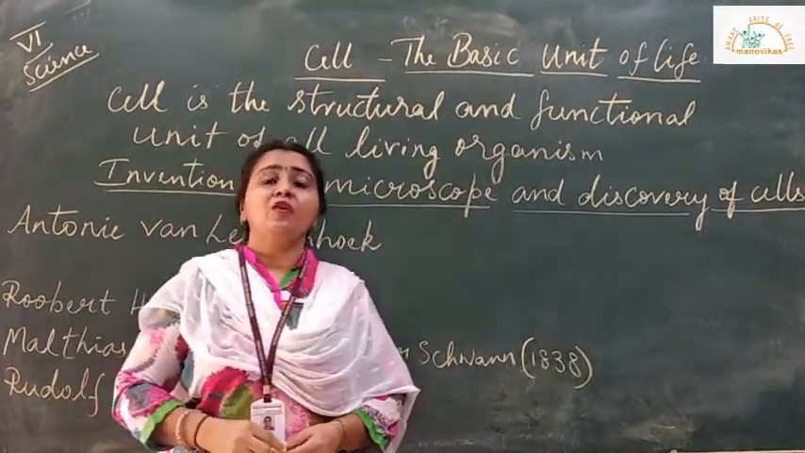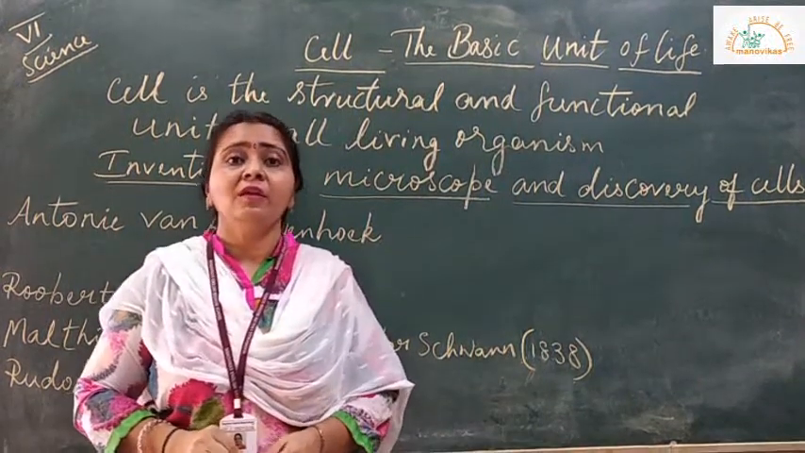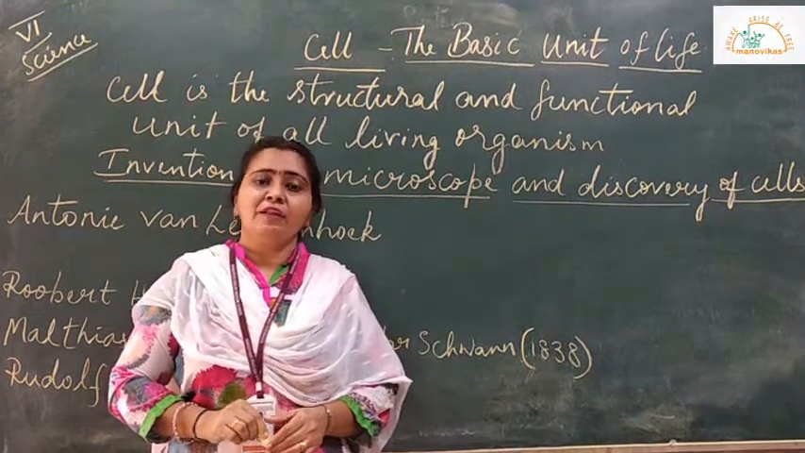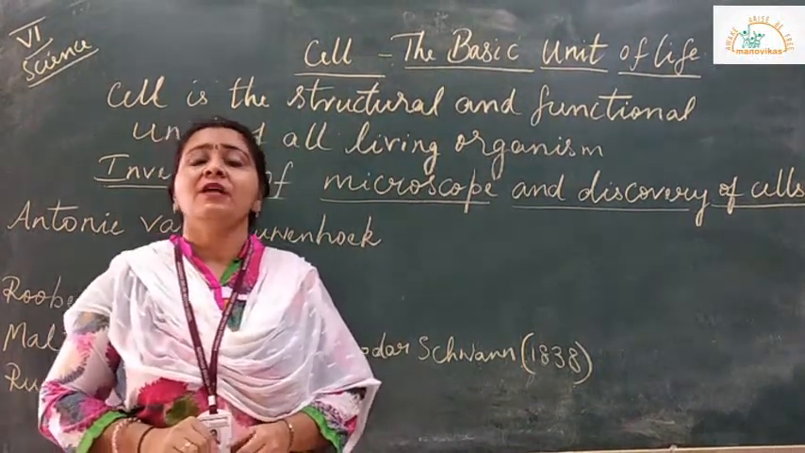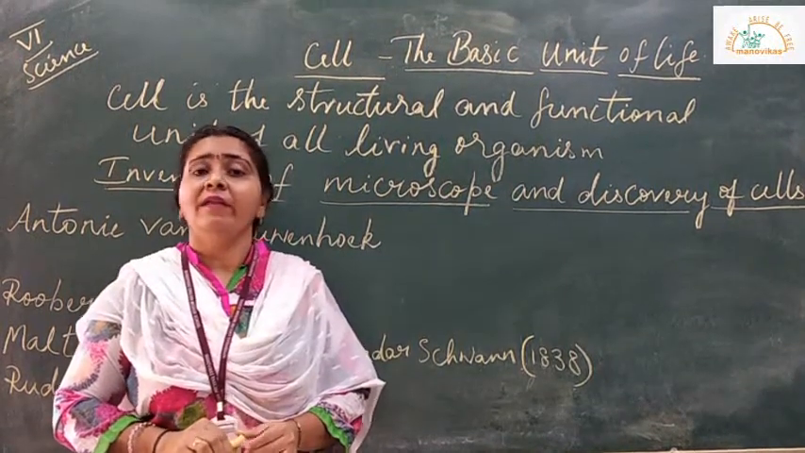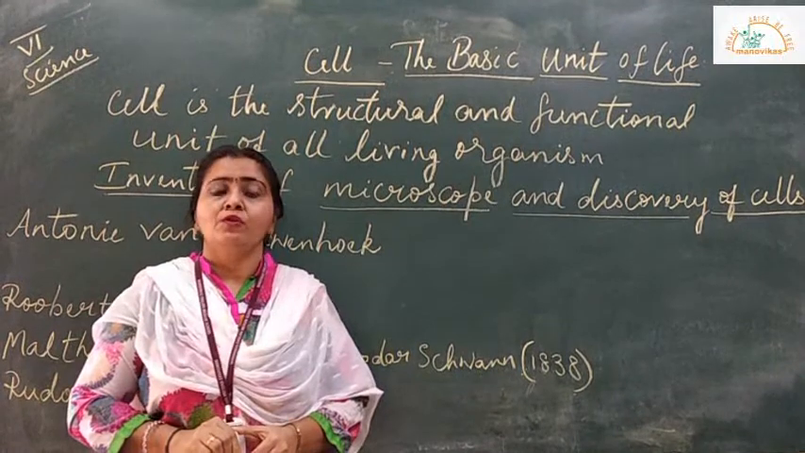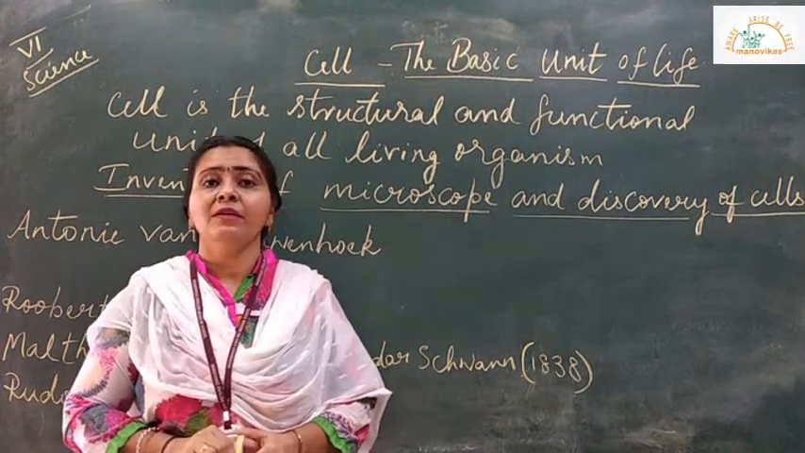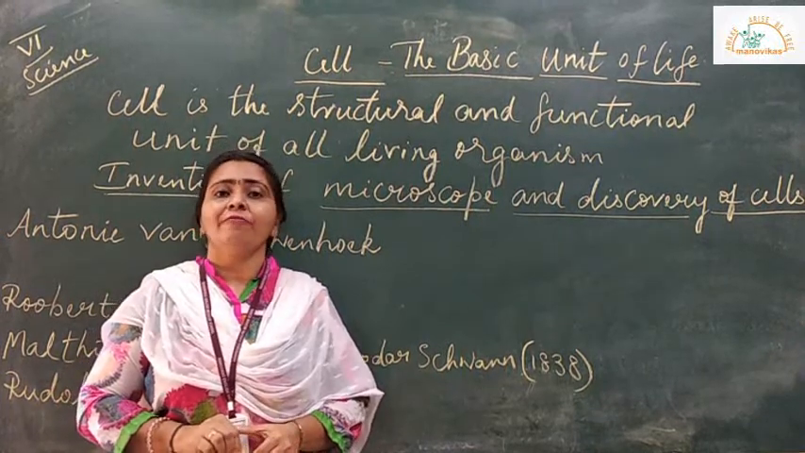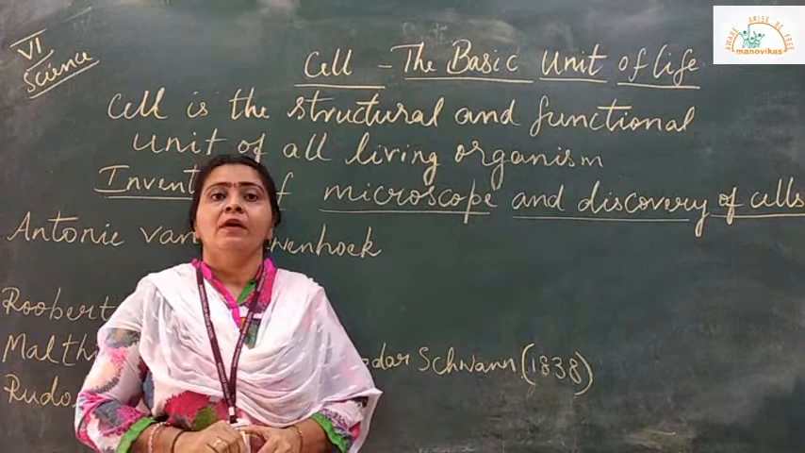Cells actually we cannot see with our eyes. So cells can be seen only through microscope. Microscope is an instrument used to see tiny objects which we cannot see with our naked eyes. So that is the purpose of using a microscope. Now let us see the invention of microscope and discovery of cells.